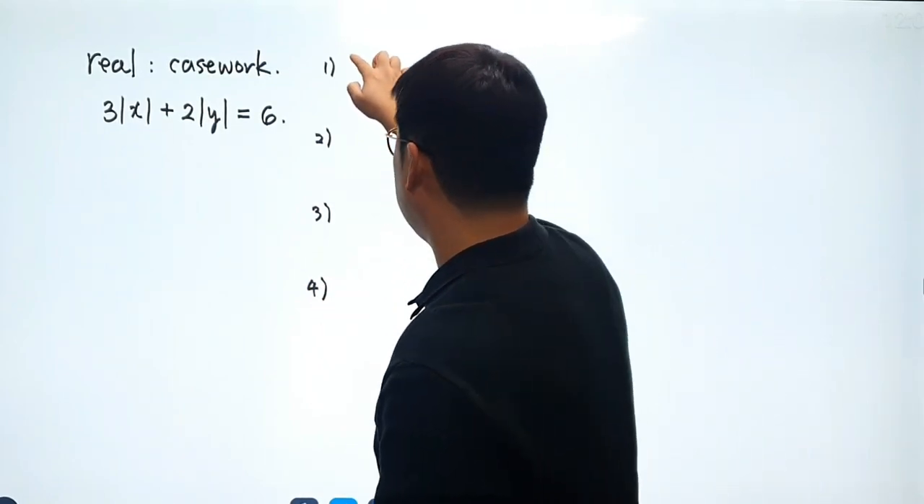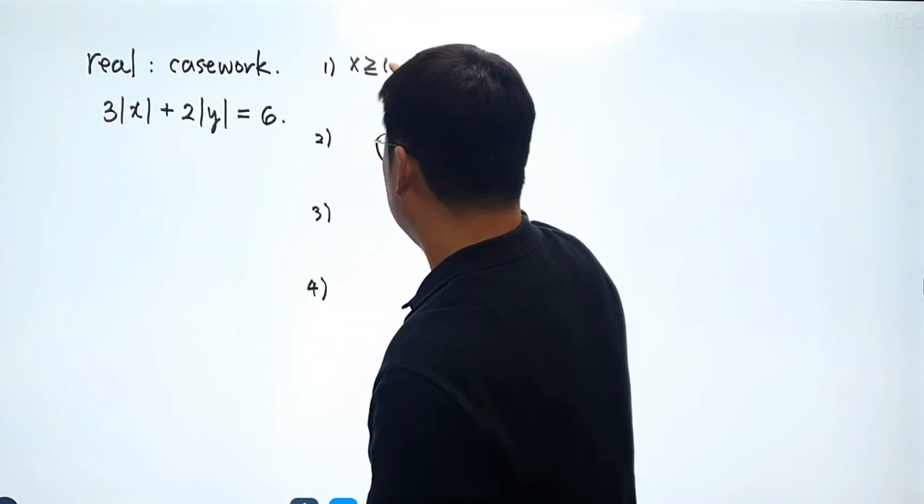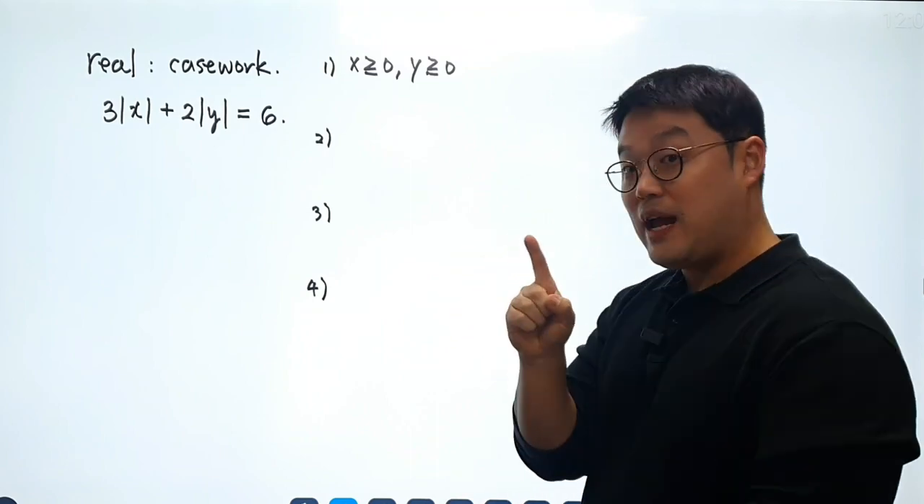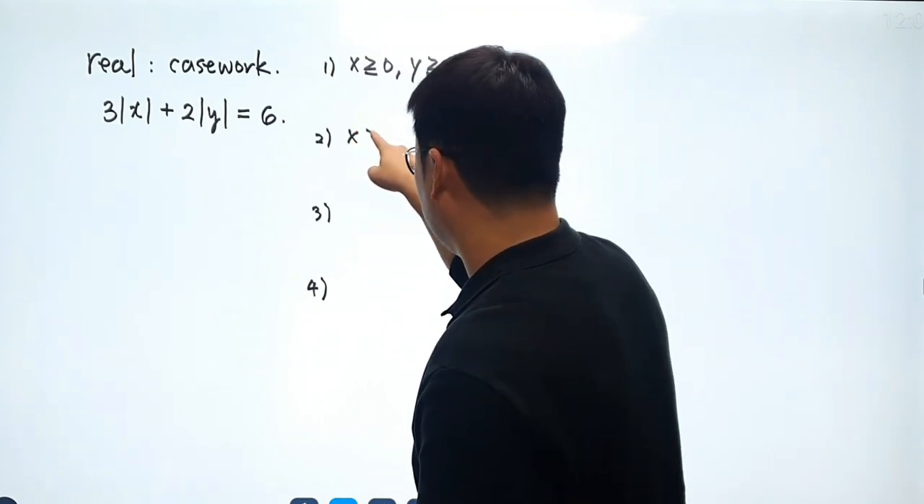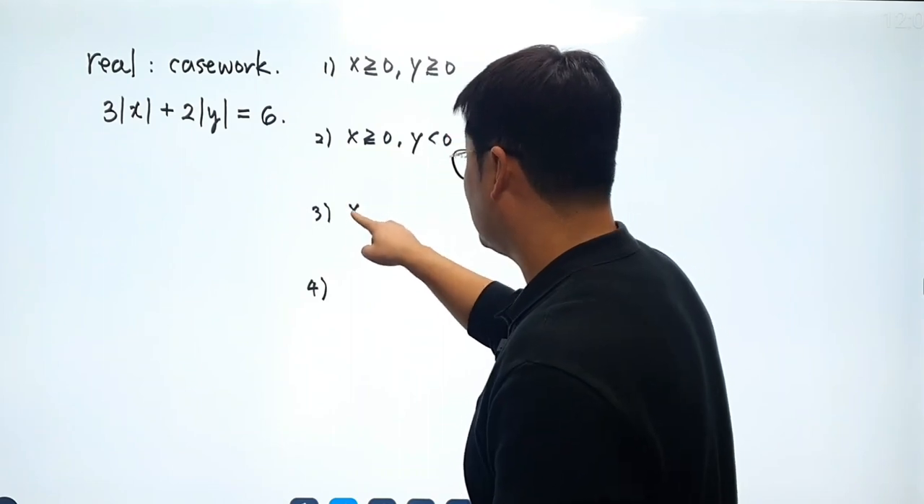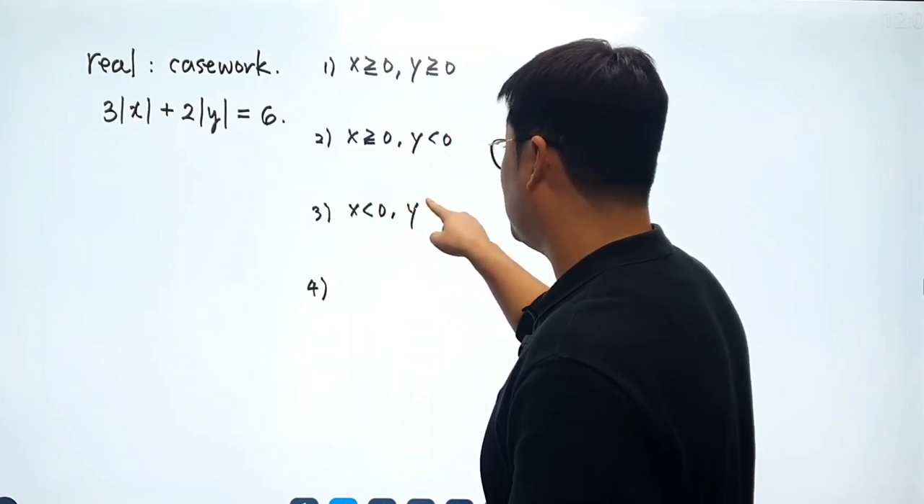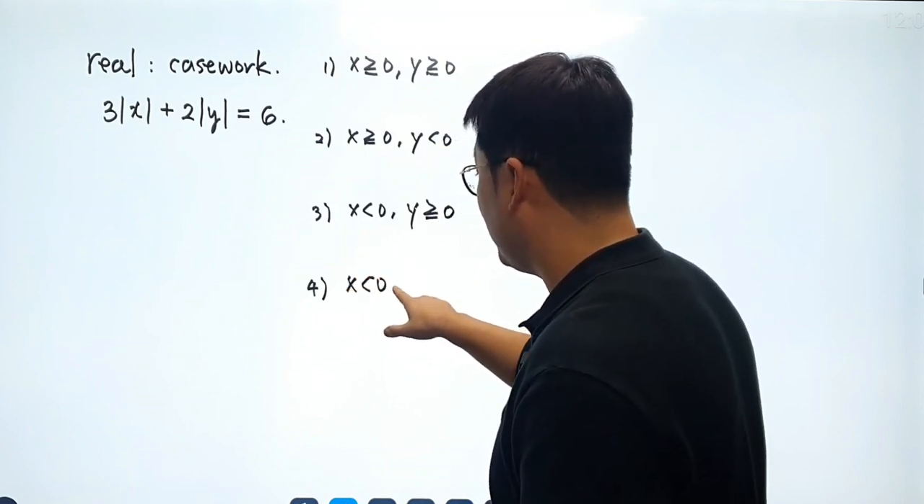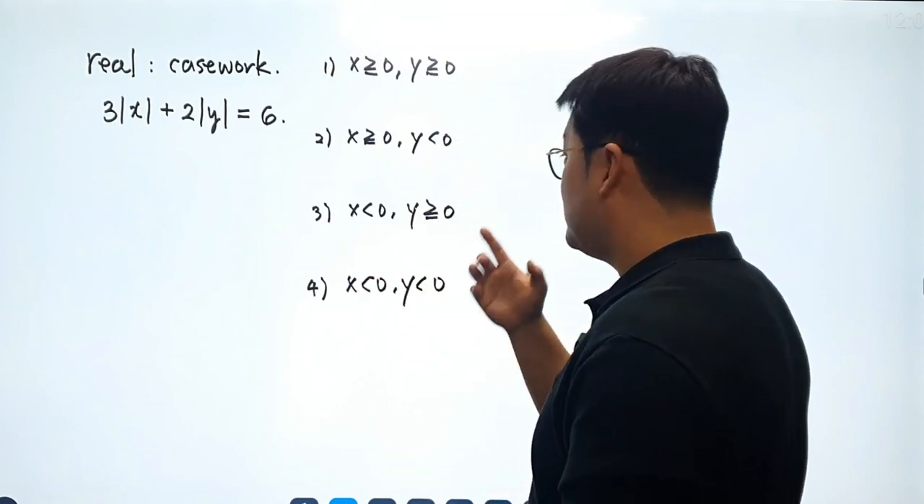So what if x is greater than or equal to 0, but at the same time y is greater than or equal to 0? What happens if x is greater than or equal to 0, but y is less than 0? What if x is smaller than 0, but y is greater than or equal to 0? And what if x is smaller than 0 and y is smaller than 0? So you can check that out.